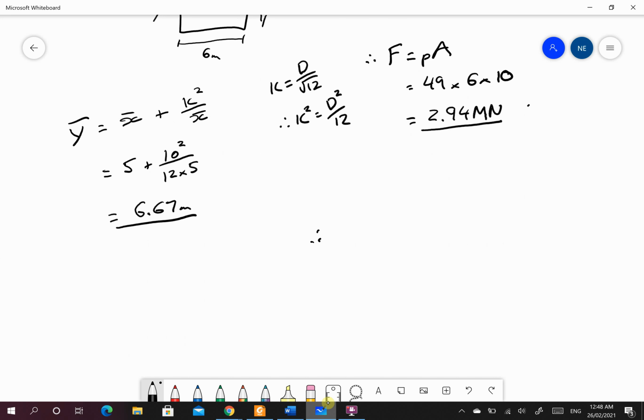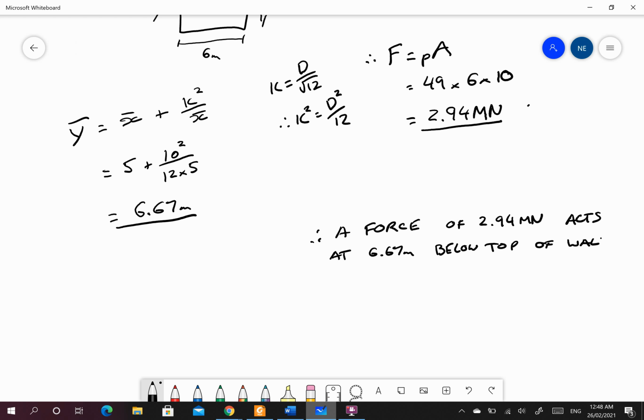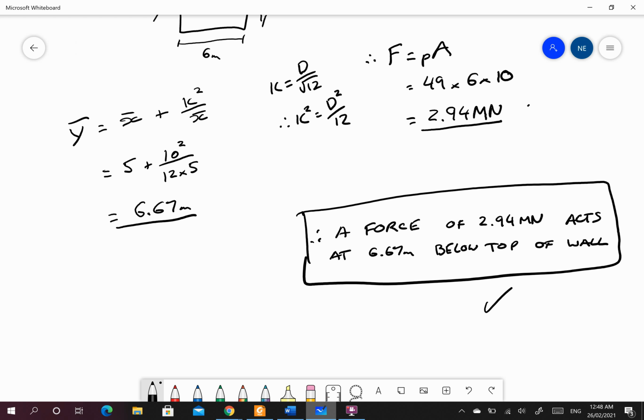Now we just summarise, so therefore a force of 2.94 meganewtons acts at 7 meters below the top of the wall. That is our summary. Check. Alright, question 1 done.